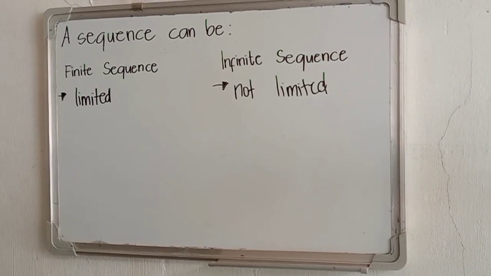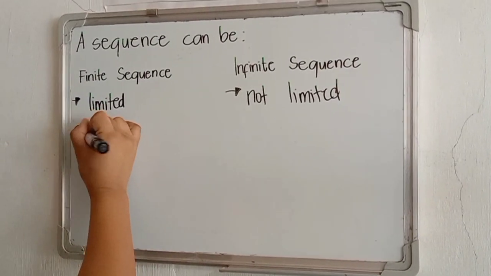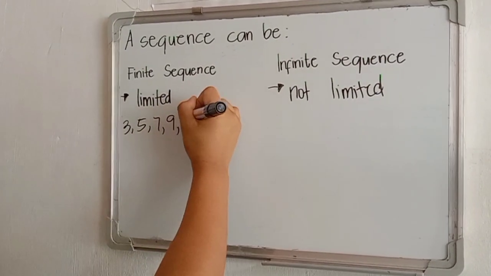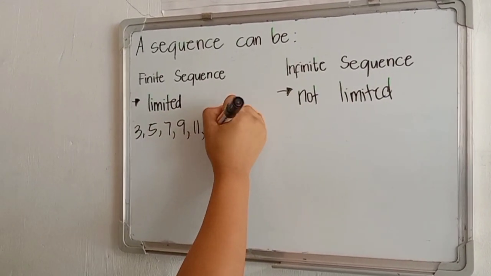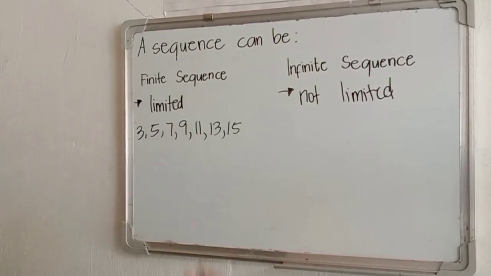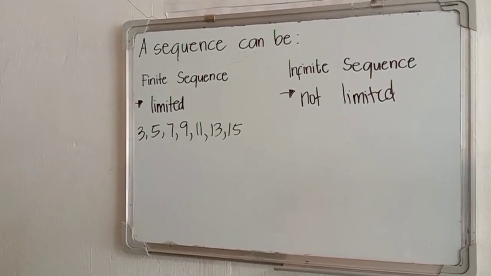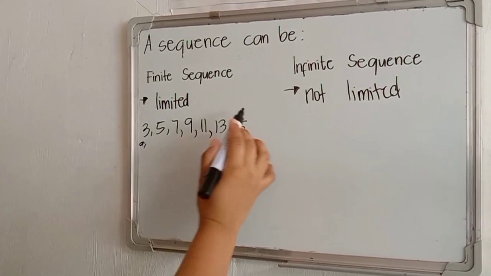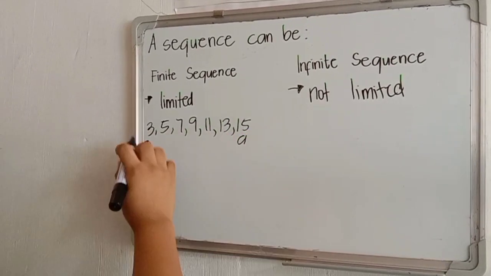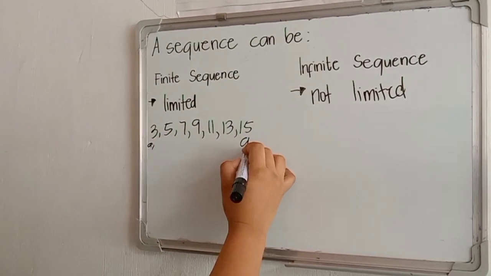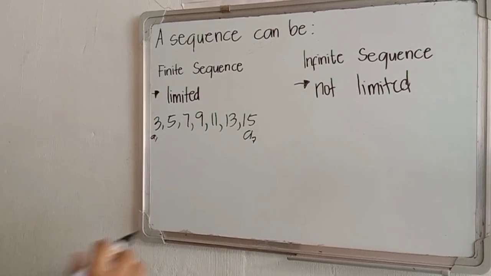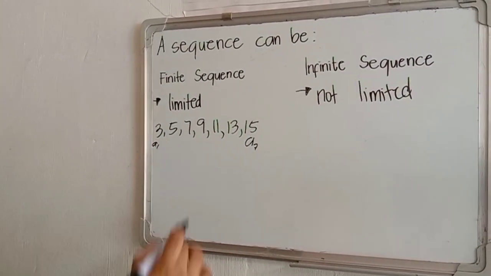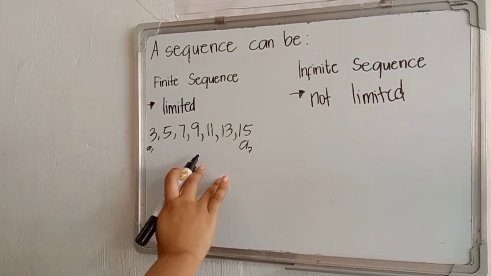Now, let's take this example: 3, 5, 7, 9, 11, 13, and 15. The first term of the sequence is 3, and the last term is 15. Since we can easily identify the last term, which is 15, this example is considered to be a finite sequence.